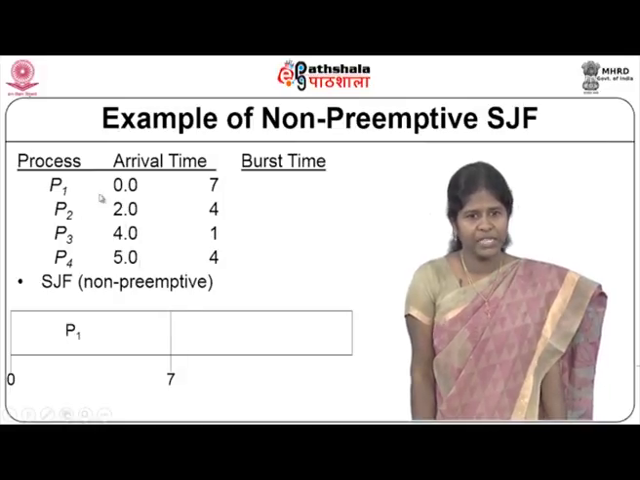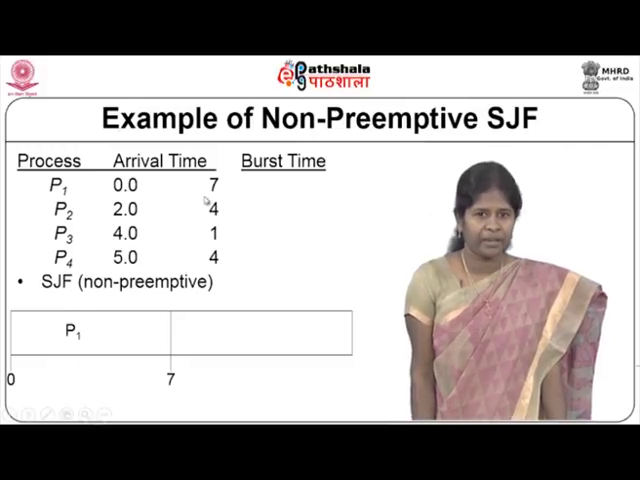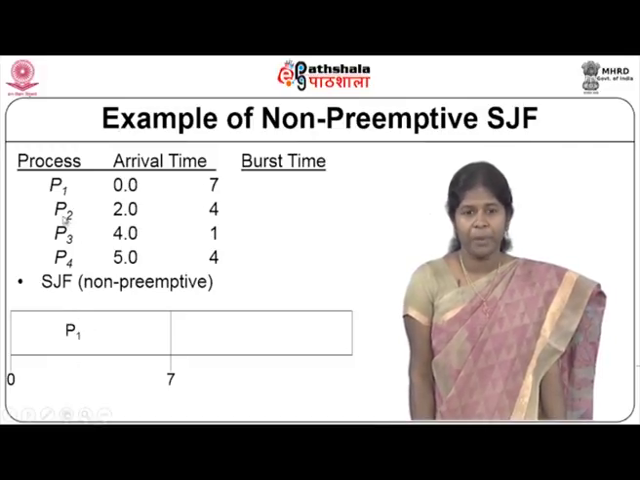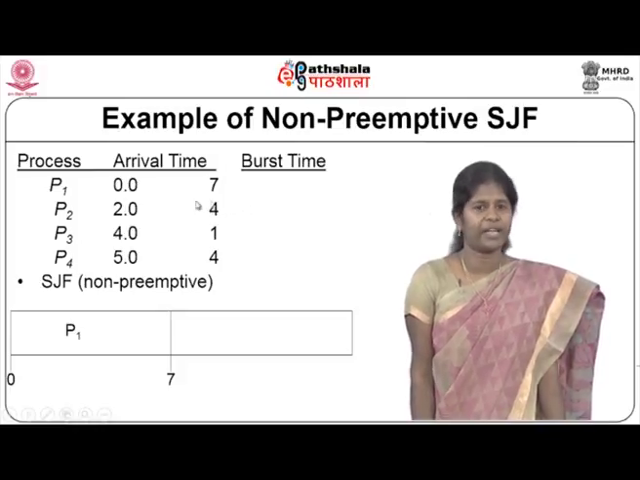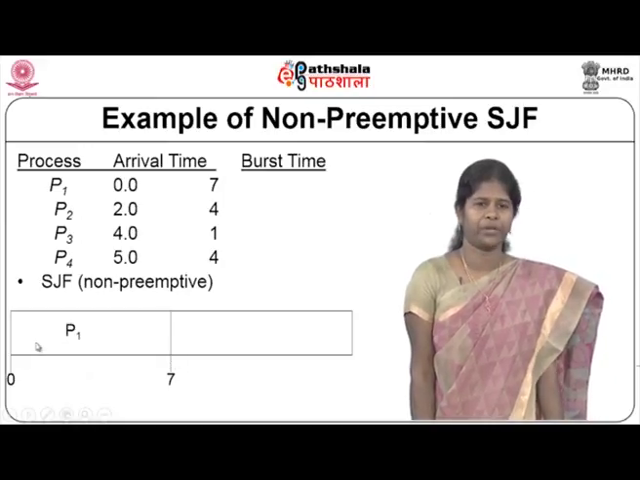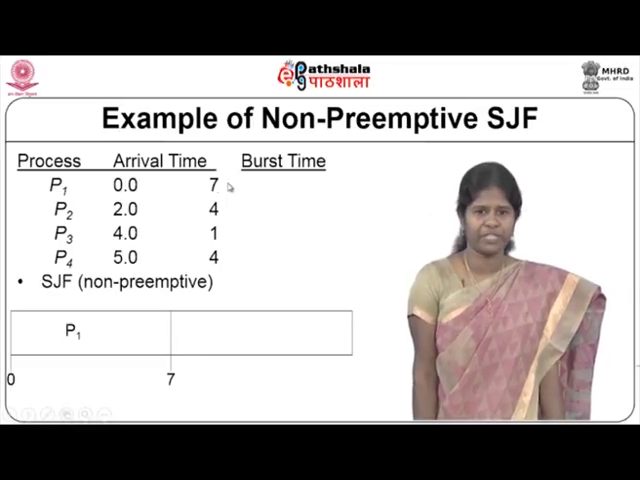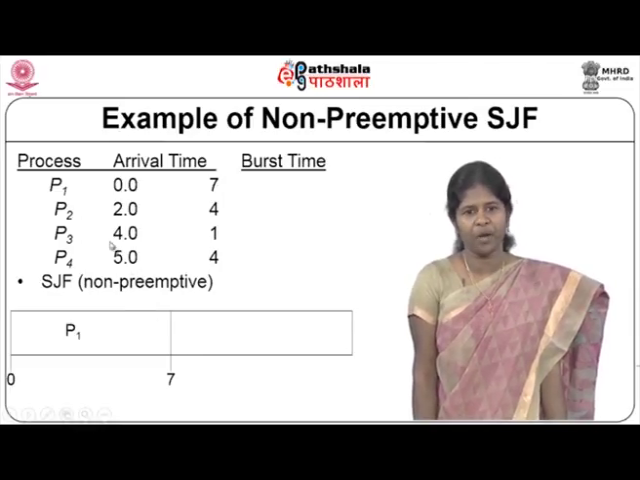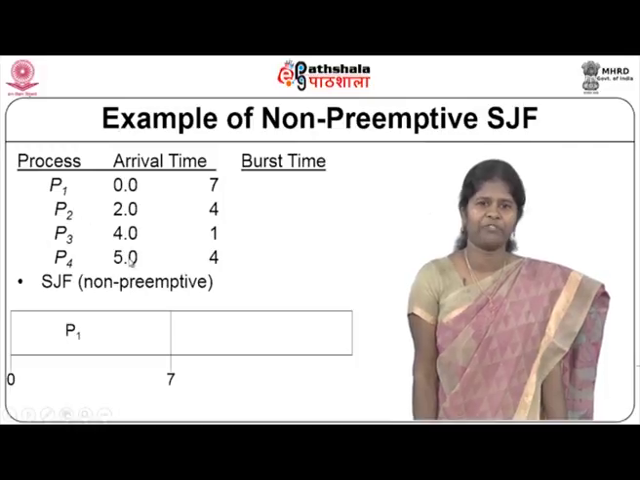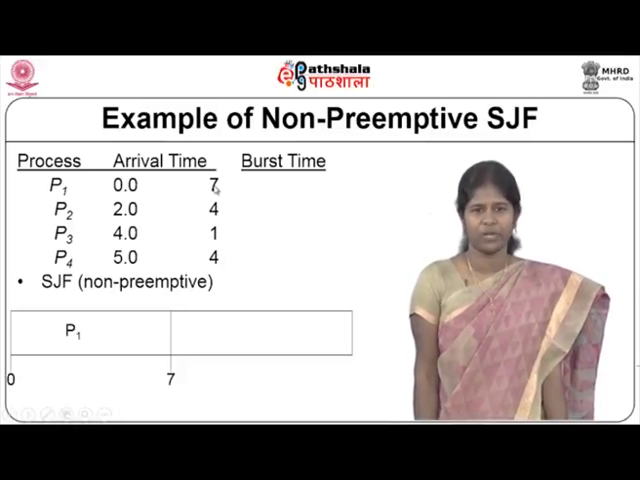Even though at t equal to 2, P1 would have completed 2 units of execution and the remaining will be 5, and P2 arrives needing only 4 more to finish, P1 is still not preempted because it is a non-preemptive algorithm. Once it gets the CPU, P1 will use the CPU till t equal to 7 and finish its burst. At t equal to 7, all the others would have arrived, because at 5 itself P4 arrives. So P2, P3 and P4 would have arrived by t equal to 7.